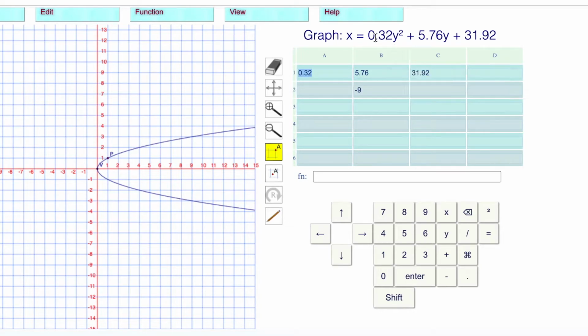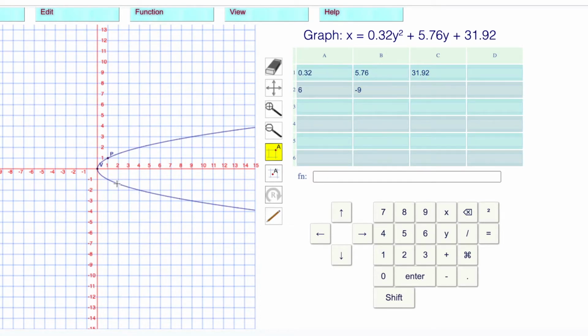H is an x value, and we can get it from following this equation. We replace the y with k, but it's also a y value. So we're going to replace the y with the negative 9 and see what we get. It's going to be equal to the a times the y value squared plus the b times the y value plus the c. We get 6, negative 9.